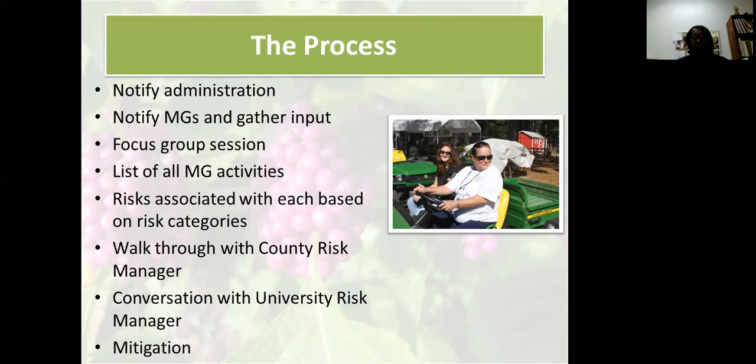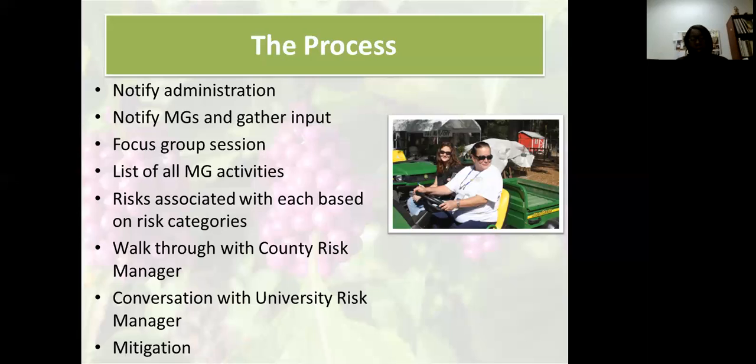Then I asked for volunteers to sit in a focus group session. And so I had 2 board members and 3 of the membership sit with me for 4 hours, and we worked on listing all the activities and the risk associated with each activity. And then we categorized them based on whether they're governance, administrative, or operational related risk.